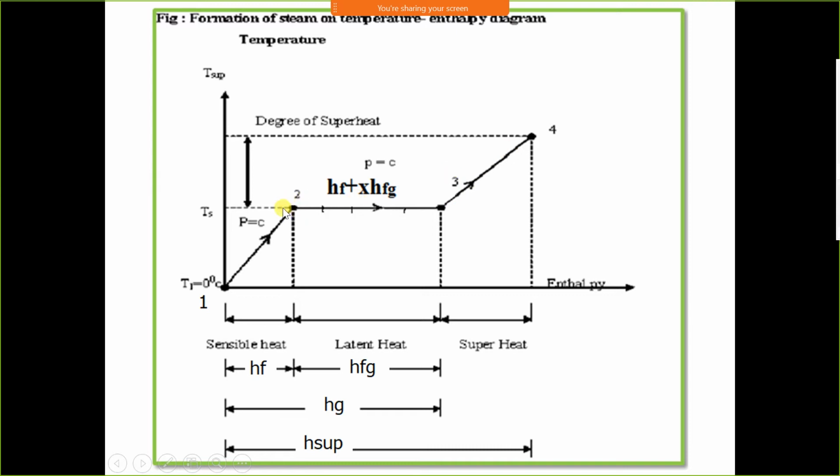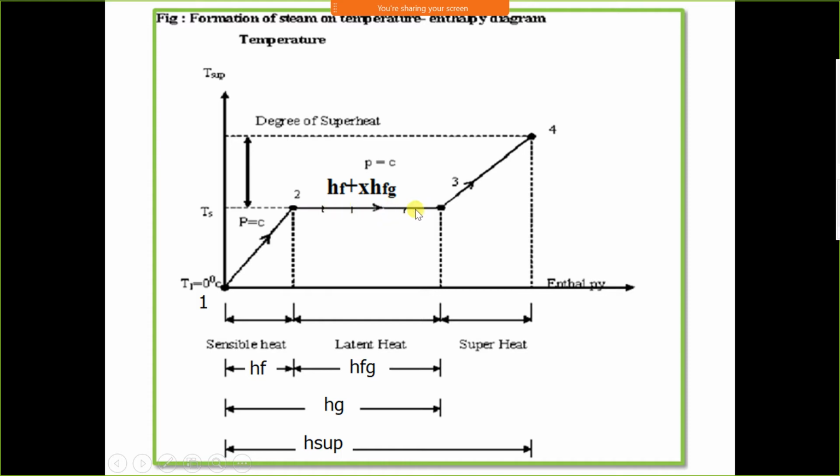Point 2 represents saturated liquid, point 3 represents saturated vapor. Below point 2, it is a compressed or subcooled liquid, and above point 3 it is superheated vapor, and between point 2 and point 3 it is a mixture of water and vapor.